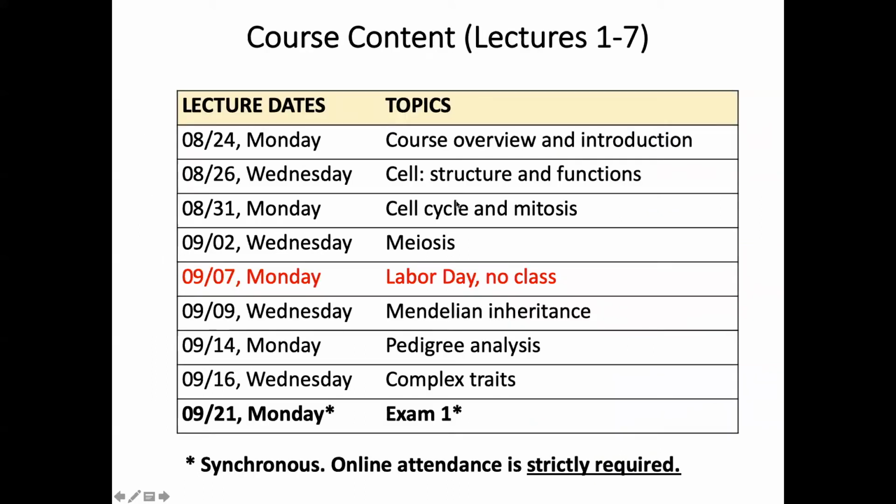Now let's go through the structure of this course. I'll divide the course into several parts based on the exam dates. This is showing the first part that will mainly focus on the classical human genetics and cell biology, all right? So we have 7 lectures and 1 exam will be based on the content from all 7 lectures.